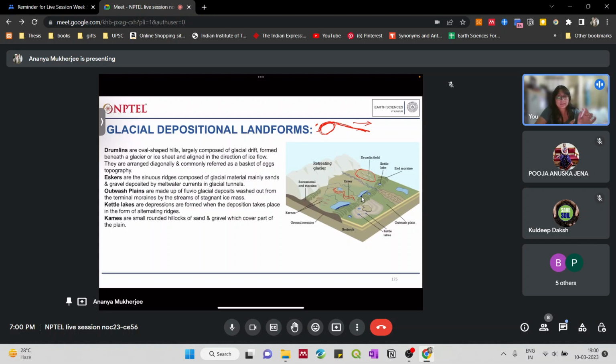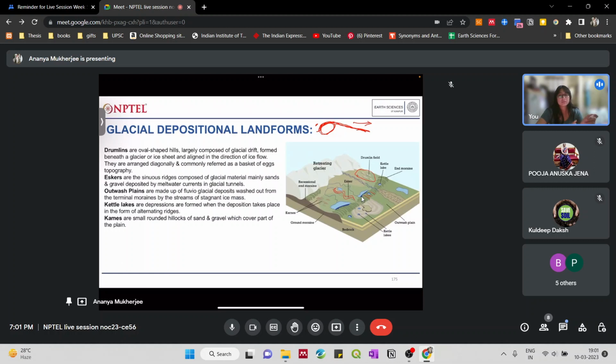Then you have kettle lakes. Kettle lakes are depressions formed due to deposition taking place in the form of alternating ridges. Suppose there are ridges formed due to the meltwaters going through the rock area over here. Between the ridges you will find small depressions where either water came and collected, or ice was there and got melted.